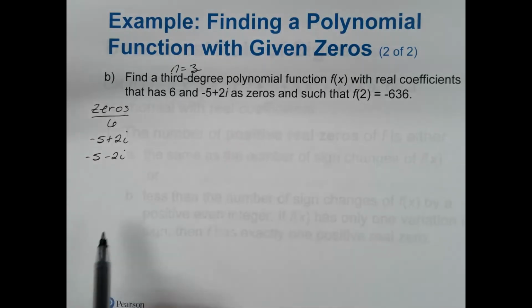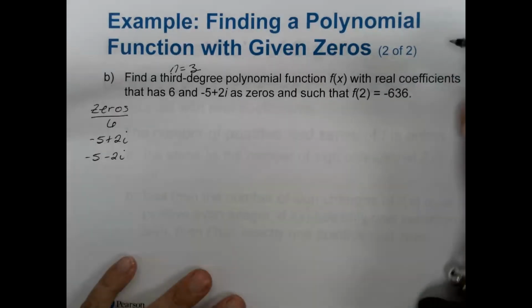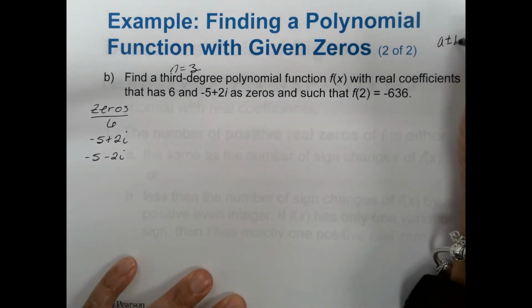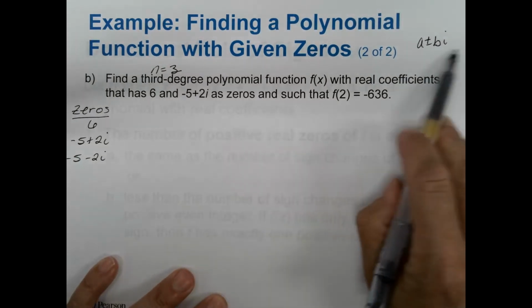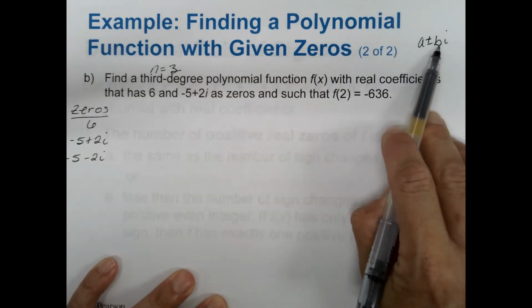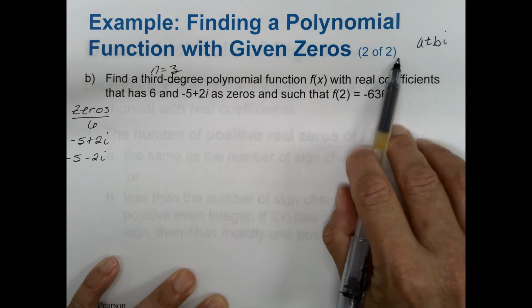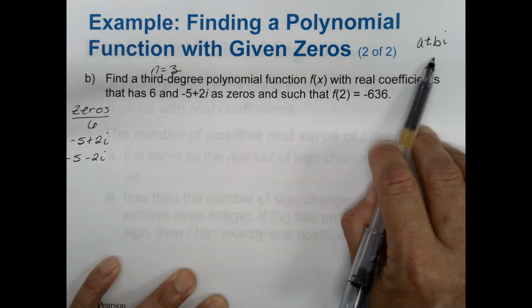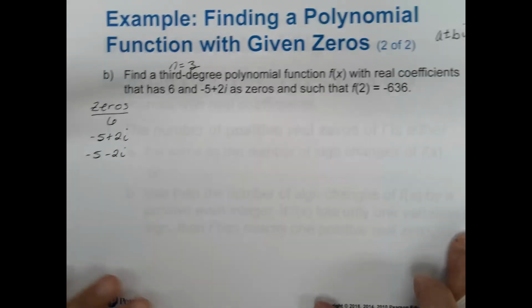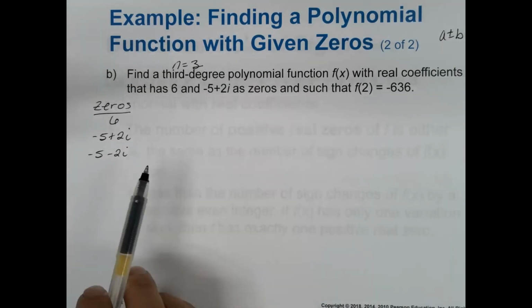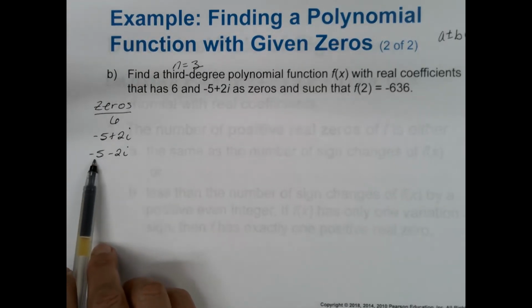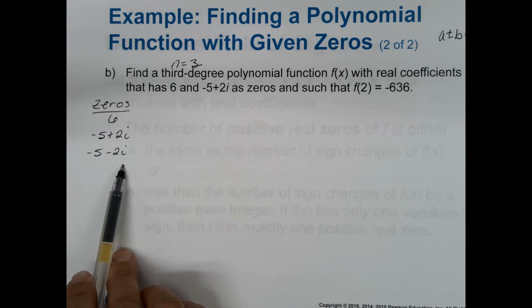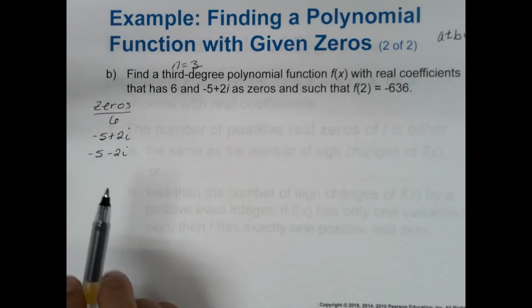I'm glad you said that, because remember that the conjugate pairs come in this form. So it's only the b part that changes sign. You keep a, change the sign on b. Okay? So if negative 5 plus 2i is a zero, we keep the negative 5, but we change the sign on the 2i. So negative 5 minus 2i is also a zero.